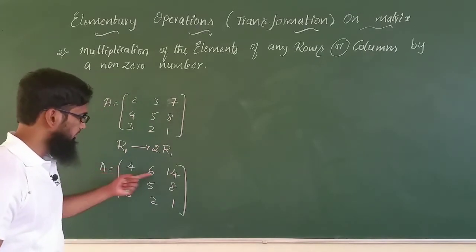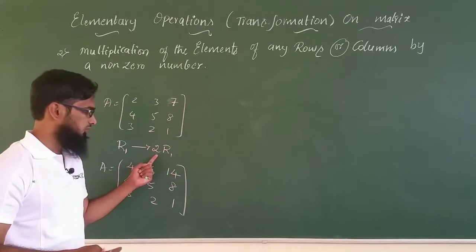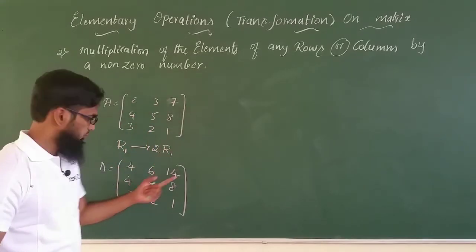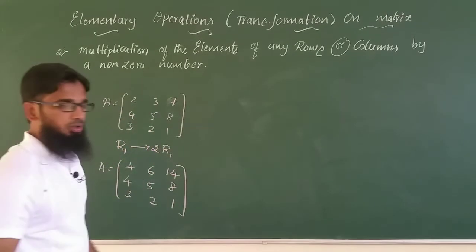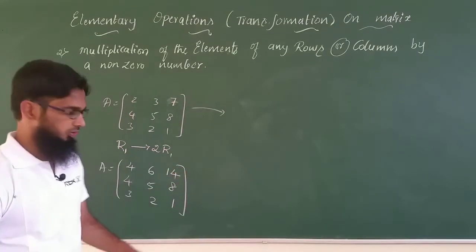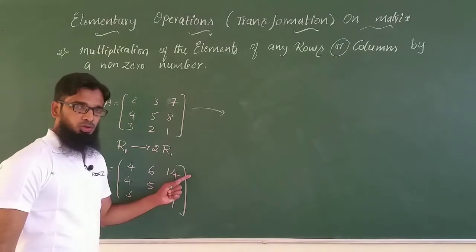So here we have multiplied the constant non-zero number 2 for the R1 elements, which are 2, 3, 7. So we are getting 4, 6, 14 here. There is no change in the other rows. This is for the row operation.